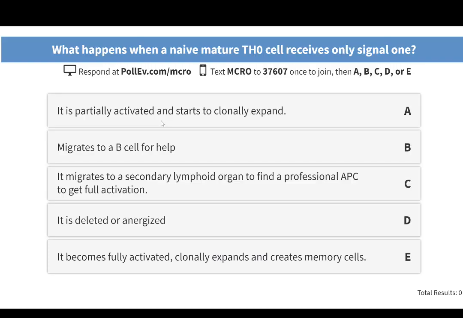This is a question from Poll Everywhere. Let's get Poll Everywhere started. Okay, what happens when a mature naive T helper cell receives only signal 1? What happens when it receives only signal 1? Go, talk amongst yourselves. You have a minute. Talk with each other. It's only receiving signal 1.